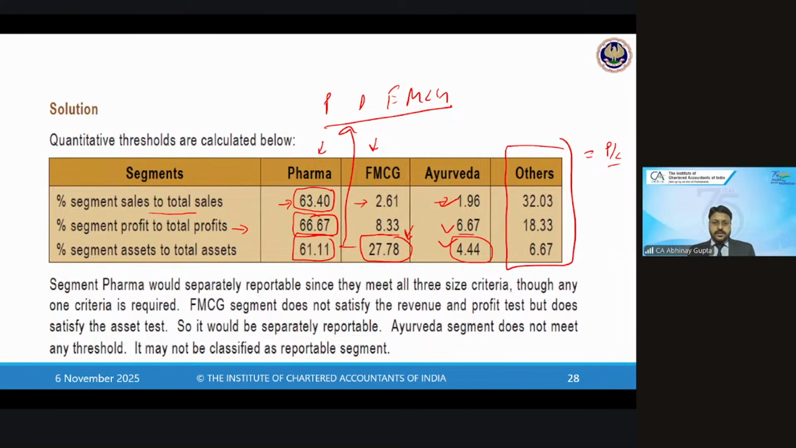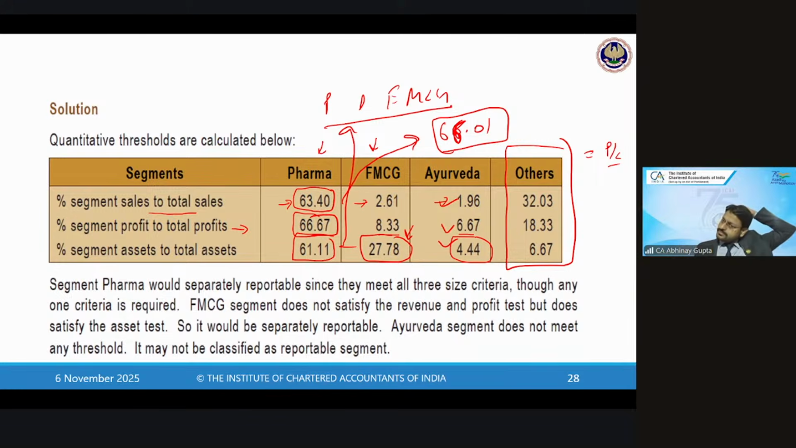Now you apply the 75% test. The 75% test is not met by pharma and FMCG taken together, because how much percentage does it translate into? 63 plus 2, 65, or 66.01. So it is less than 75%, or rather not greater than 75% of the overall revenue for the company. So we need to pick up one more in that case. Ayurveda will be picked up. And because we do not have any further operating segments, even if we add Ayurveda, we are not meeting the 75% threshold.